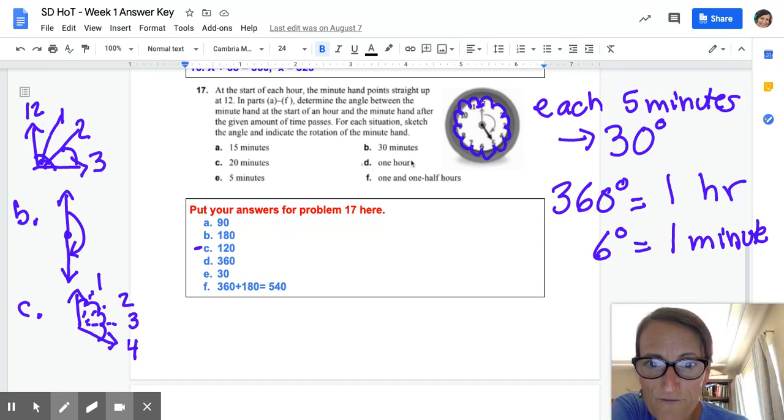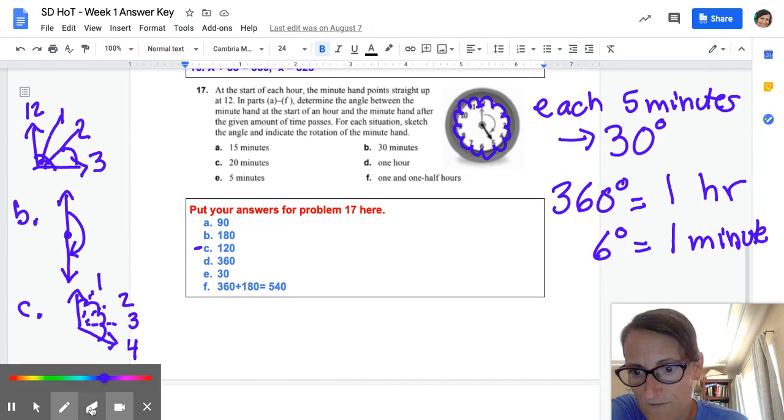For D, 1 full hour, that's the whole rotation. So that's 360 degrees. For E, we're looking at 5 minutes. We already talked about that here. Each 5 minutes is 30 degrees. And then F, 1.5 turns, that's the full 360 plus another 180 gives us 540.